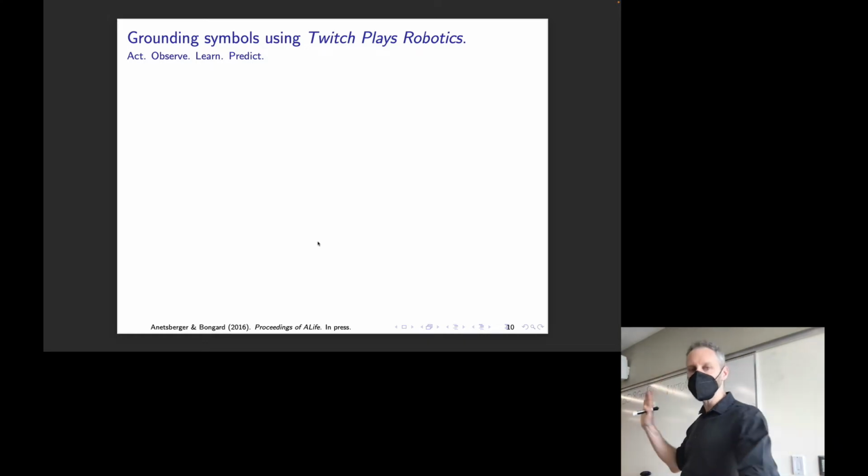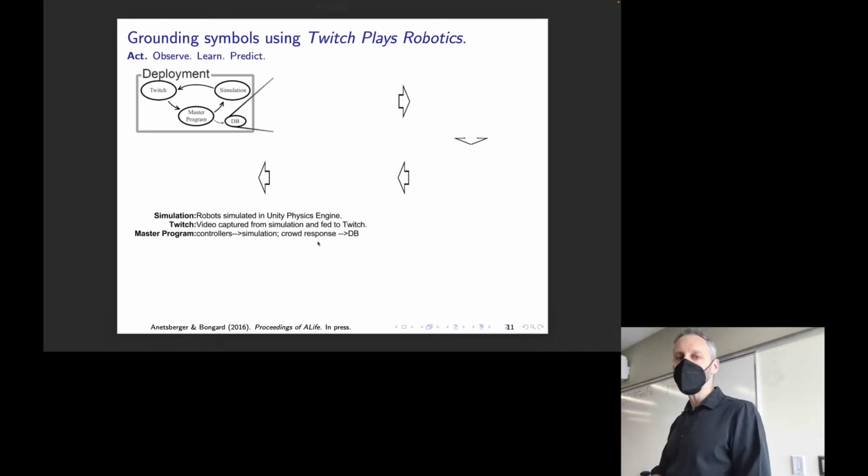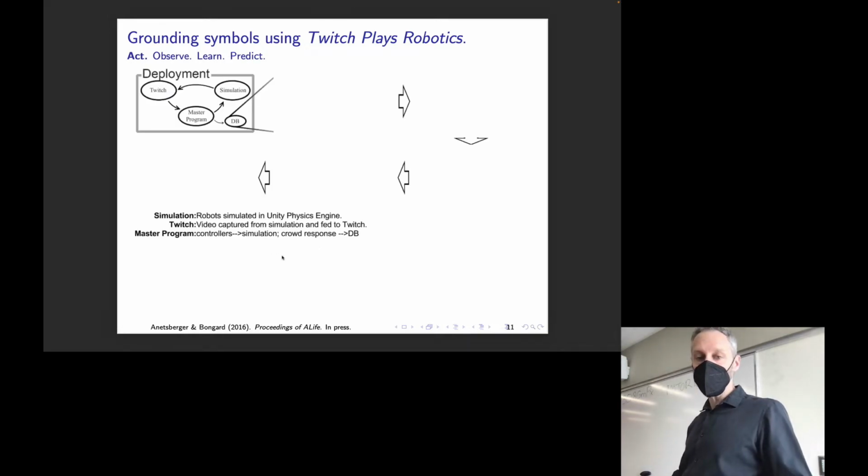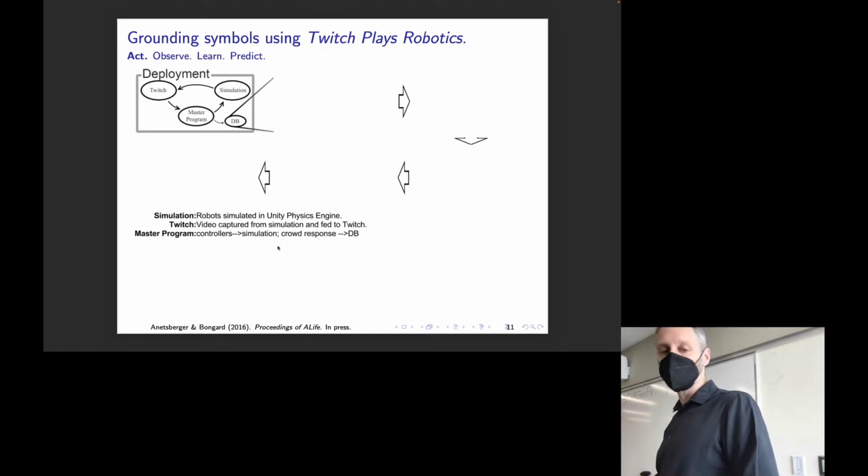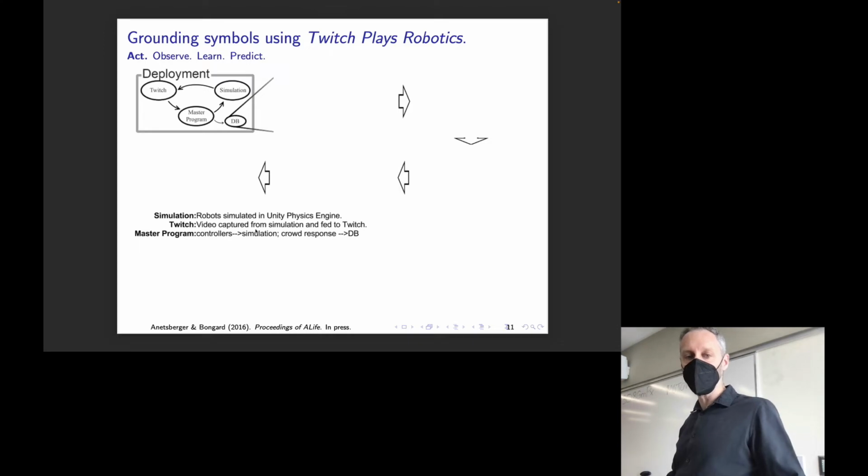I'm going to walk you through this experiment. It's got four parts: act, observe, learn, and predict. Let's start with action. This was a project actually set up by somebody who took this class six years ago. They did a mini version of this for their final project. They joined me as a grad student after this course, and they continued on with this as their PhD project.